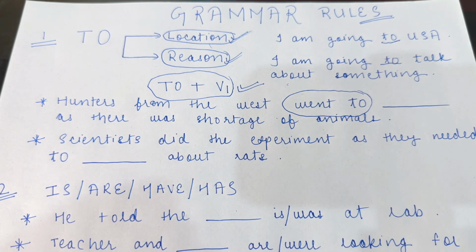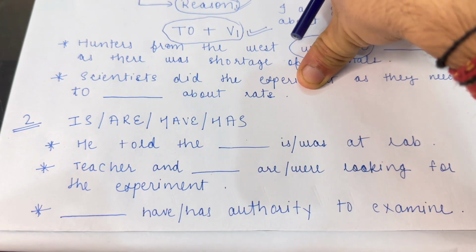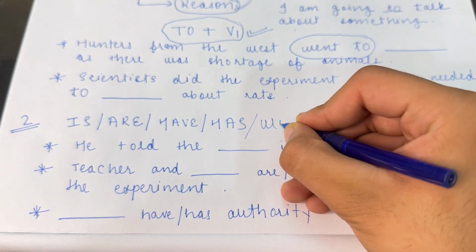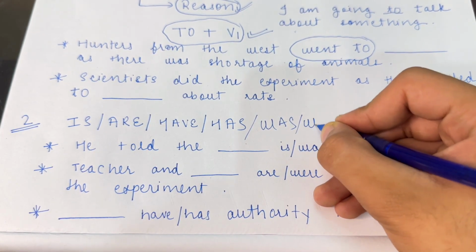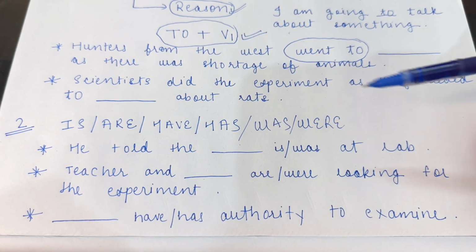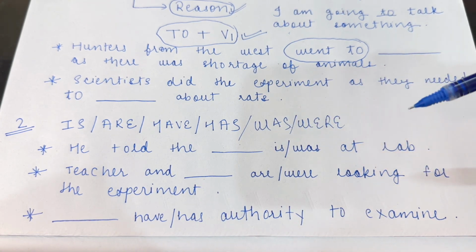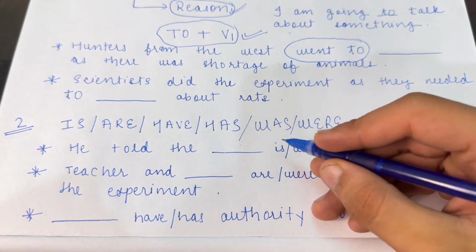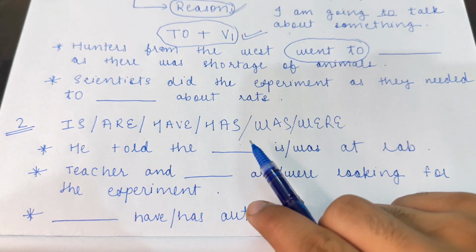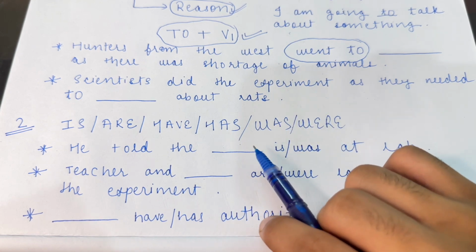Just try to apply these things in your daily life before applying them in the real IELTS exam. Next, is, are, have, has, and then was, were can also be included in this. See, it is also a very simple thing. The first sentence is: he told the dash is at lab. I have given the option that both can be used: he told the teacher is at lab, he told the teacher was at lab.